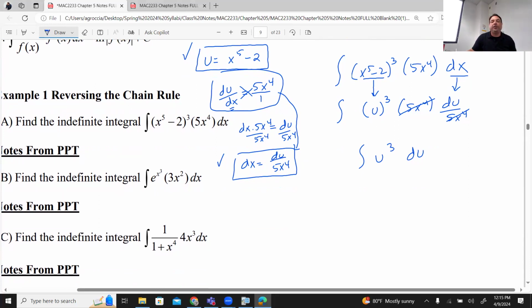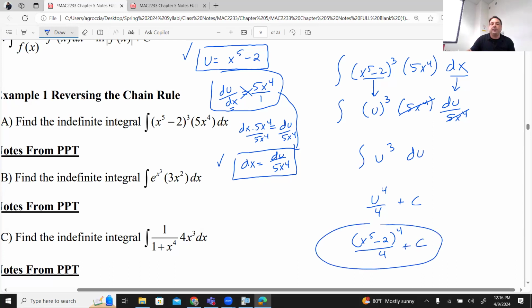What's the integral of u to the 3rd? u to the 4 over 4. Don't forget your plus c. Now, part of you are saying, I don't think that's done. And you're right, it's not done. Because do I want my final answer with a u in it? No. So the very last step, instead of u, what is u? u is x to the 5th minus 2. So the answer is x to the 5th minus 2 raised to the 4 over 4 plus c, final answer. Take a minute, look at it.